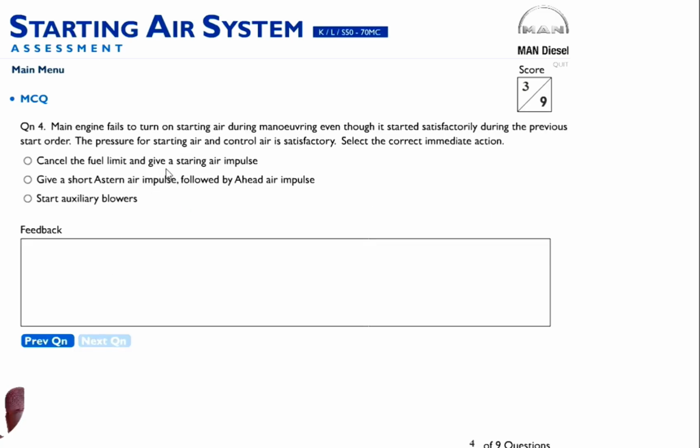Next question, number 4. Main engine fails to turn on starting air during maneuvering, okay, although it started satisfactorily during the previous start orders. Okay, it failed to start, but in previous orders it started. The pressure for the starting air and control air is satisfactory. Select the correct immediate action. Okay, cancel the fuel limit to give a starting air impulse. But this is from before it starts, and now it does not start.